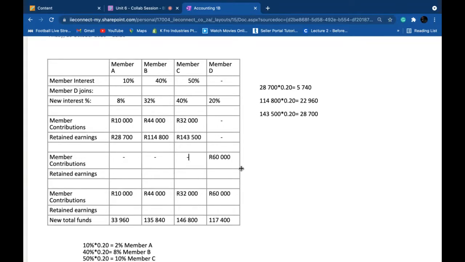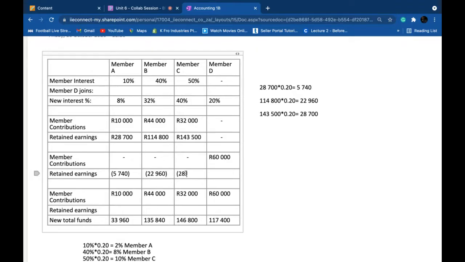Okay. Now we know the retained earnings, how they're affected. So just going to copy this here. And I'm going to put this negative in bracket because this is decreasing member A's retained earnings. Just type 960. And then finally here, 28,700.